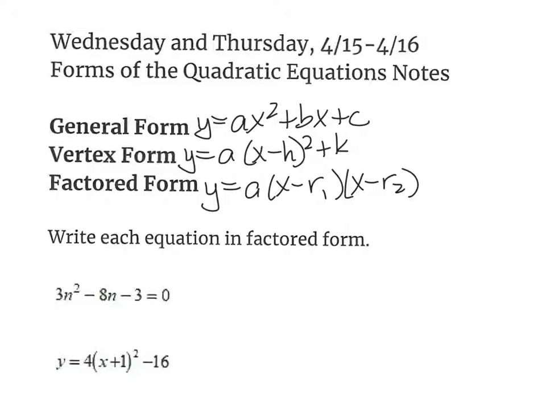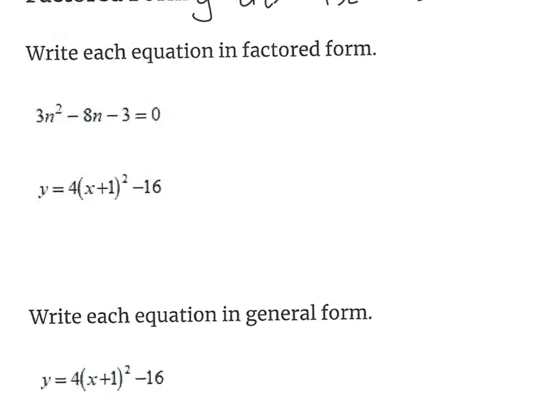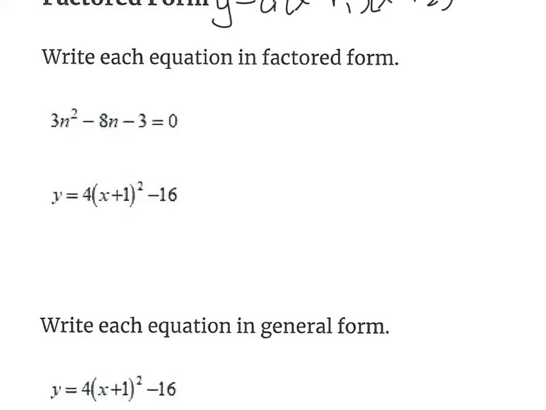On the first set, we're asked to write each equation in factored form. Look at your factored form right up here. We're going to take each of these and write them in factored form. If you want to write in factored form, look back at what we did yesterday. We need to know the roots. The roots are the x-intercepts, or when you use the quadratic formula, the solutions. You would find by graphing that the x-intercepts on this first one are at negative 1/3 and 3.